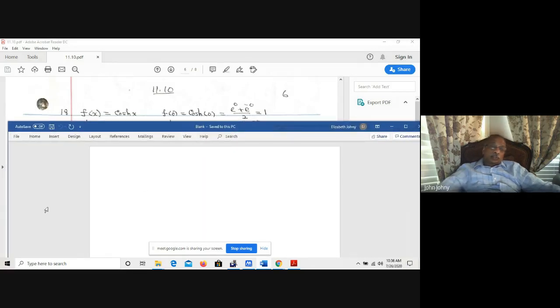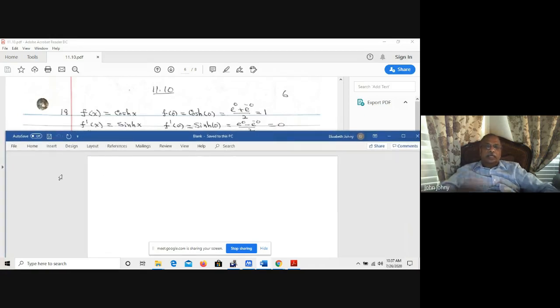Question number 80. f(x) is equal to cosh x. And you know, derivative of cosh x is sinh x, and derivative of sinh x is cosh x. So it repeats. For f(0) is cosh 0. Cosh 0 is e to the 0 plus e to the negative 0 over 2, which is 1 plus 1 over 2, that is 1. Then f prime x is sinh x. So f prime 0 is sinh 0. That is e to the 0 minus e to the negative 0 divided by 2, that is 0.